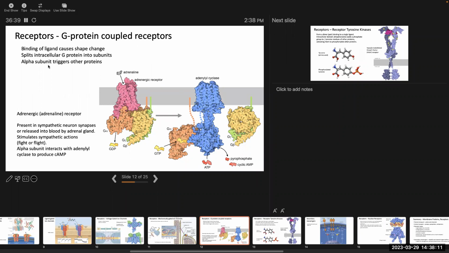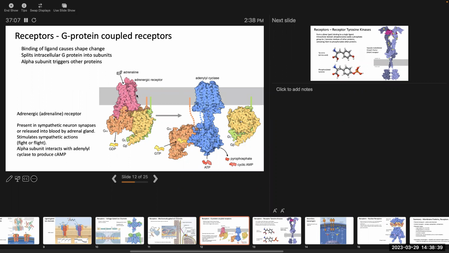Once again, let's dissect the name. Well, it's a receptor, okay, so it's receiving something. It's receiving a ligand, even though the word ligand doesn't appear in the name. The important part here, though, is that they are G protein coupled. That means that the receptor is coupled to, or partnered with, another group of proteins called G proteins.